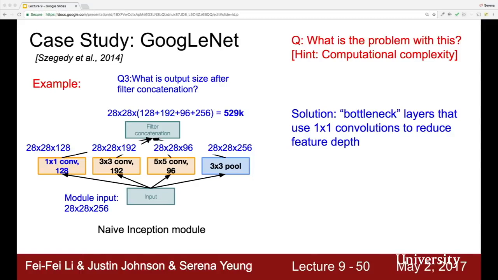So how do we deal with this, and how do we keep this more manageable? One of the key insights that GoogleNet used was that we can address this by using bottleneck layers and trying to project these feature maps to a lower dimension before our convolutional operations, so before our expensive layers. And so what exactly does that mean?